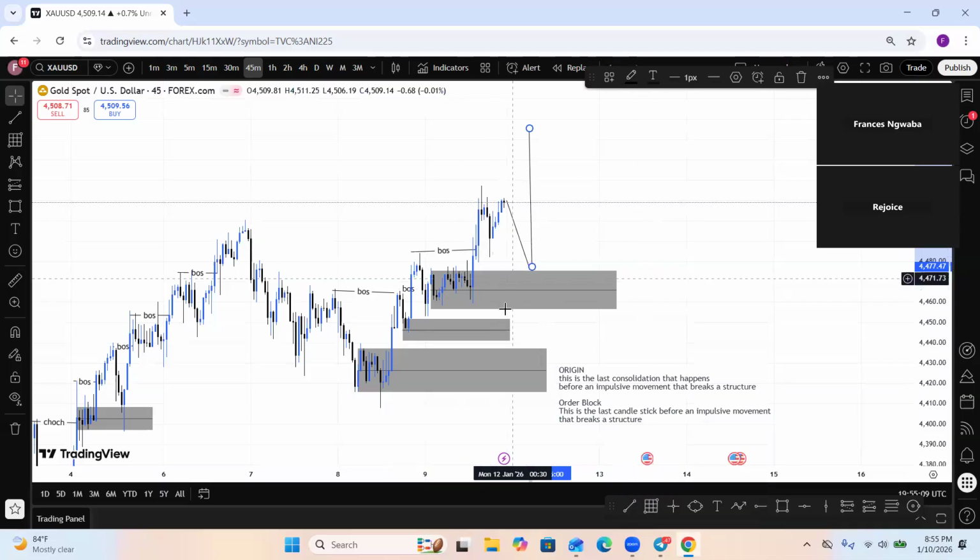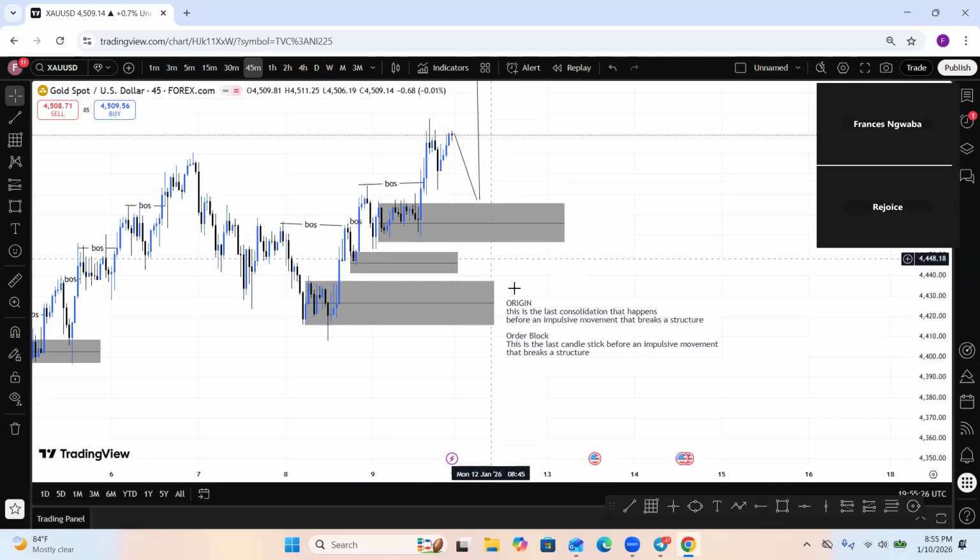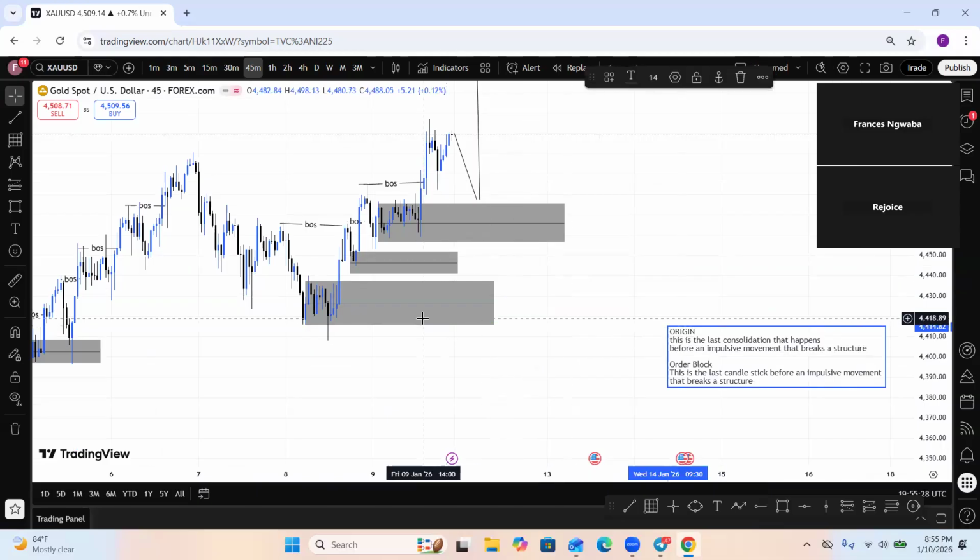So how do we point it out? Now, an order block is the last candlestick before an impulsive movement that breaks a structure. So now here, we have this origin, right? So you have to refine this origin to your order block.